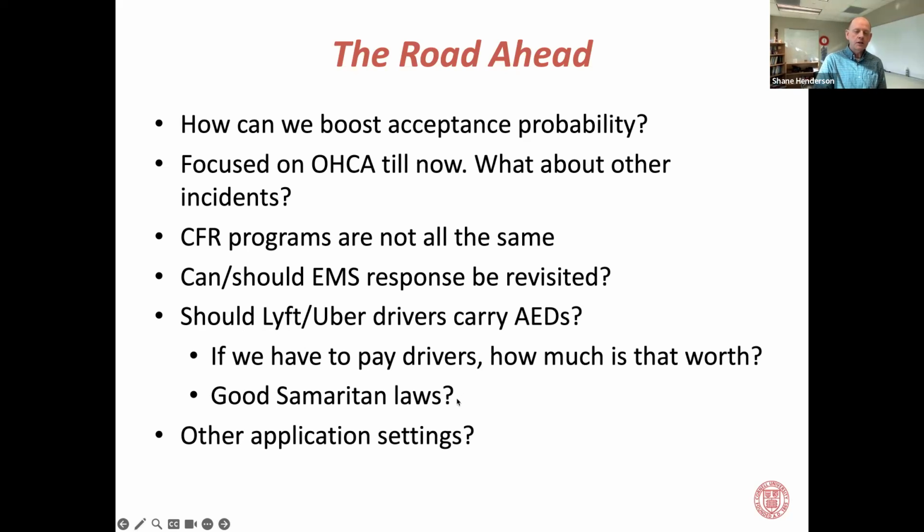And that might bring us into conflict with Good Samaritan laws, which say that if you're responding with good intent, you're not liable if something goes wrong. But if you're being paid for this, it might be different. And there are other application settings, but maybe I'll just skip that here.